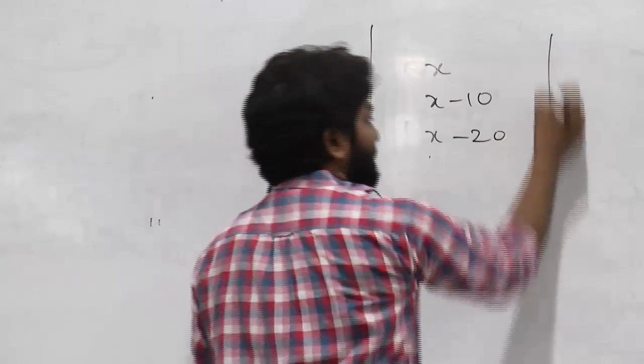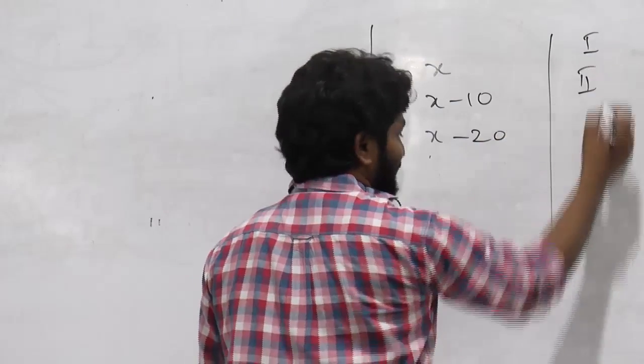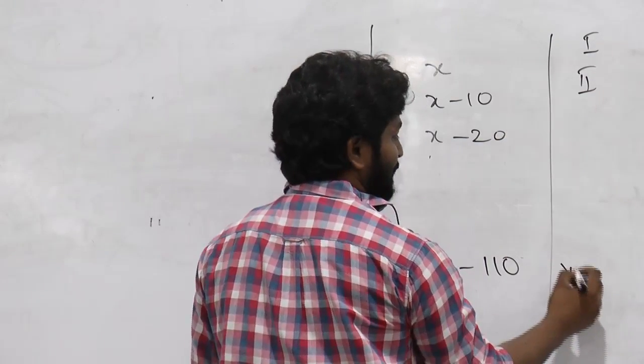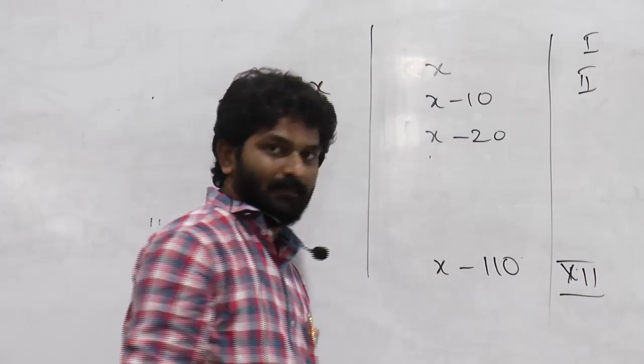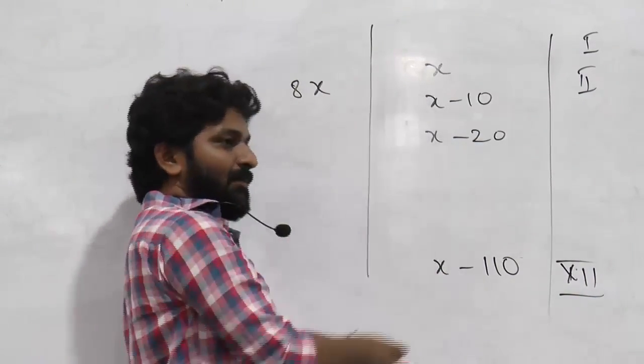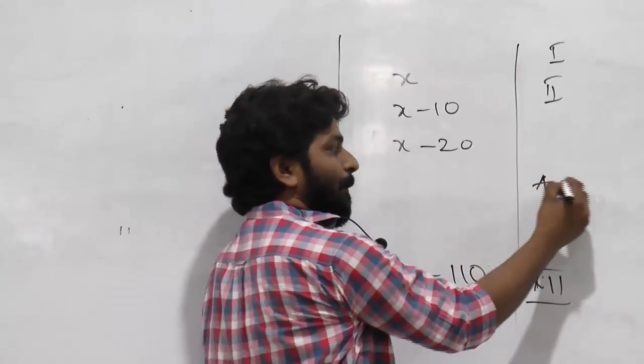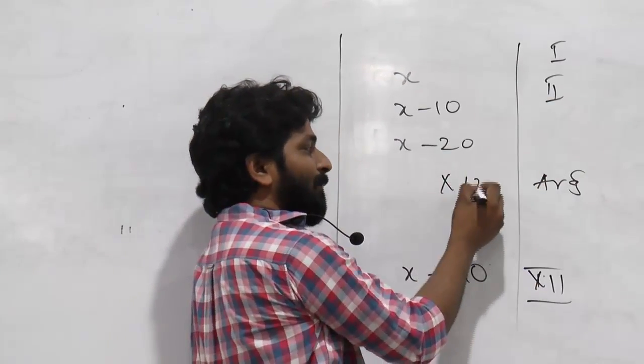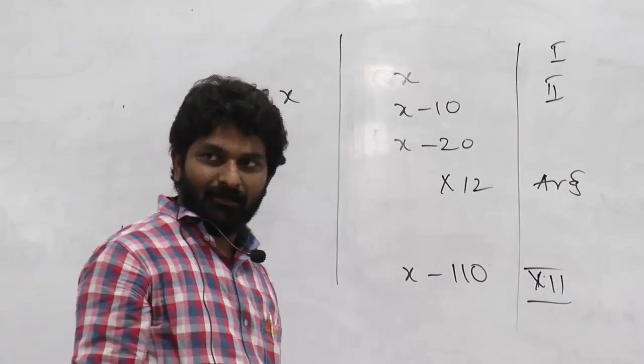This is on the first day, on the second day, this is on the 12th day. Now I want to calculate the sum of all these numbers. Instead, I will go for the average, and then I will multiply that number with 12, then I will get the total.